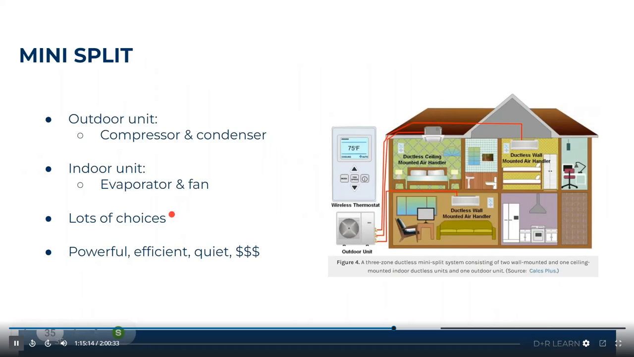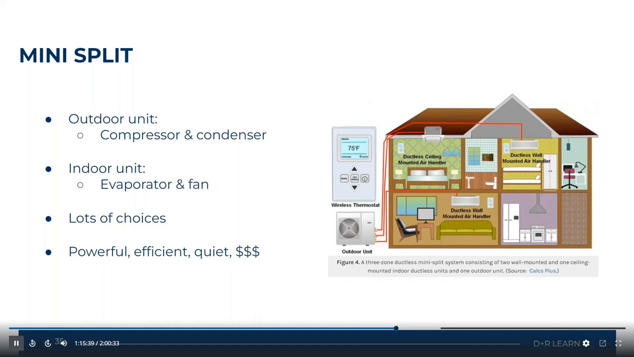Your mini splits, this is a very common system. A lot of us are very used to having these systems in our homes, and these systems have different zones that require or need control. So you would be able to utilize these systems where you have different specific zones in a home that need a type of temperature control.